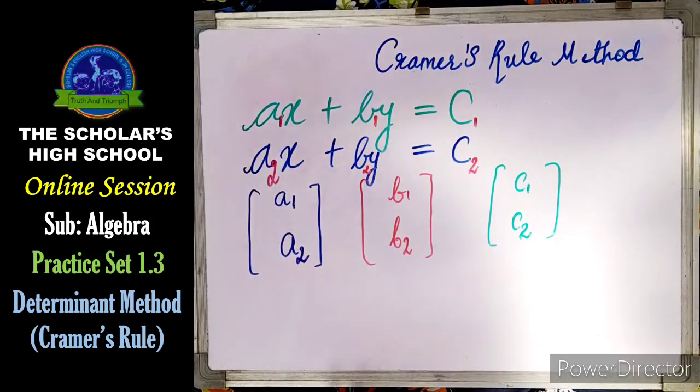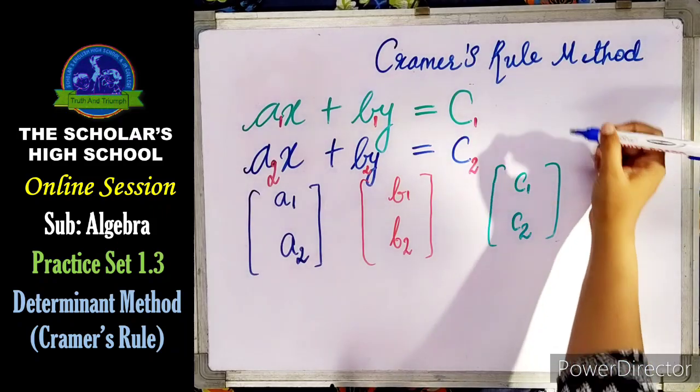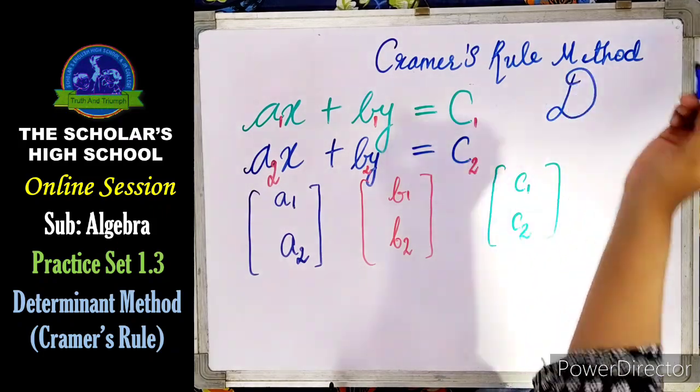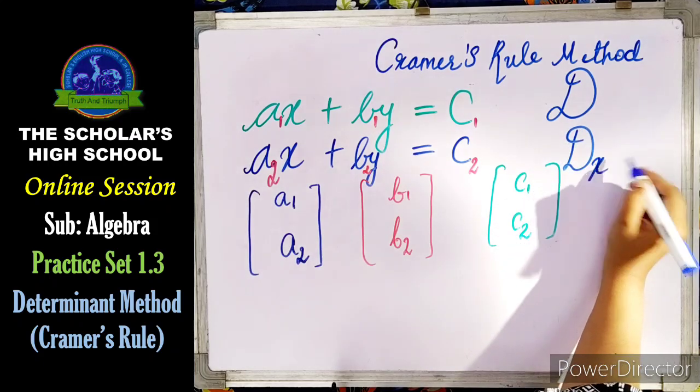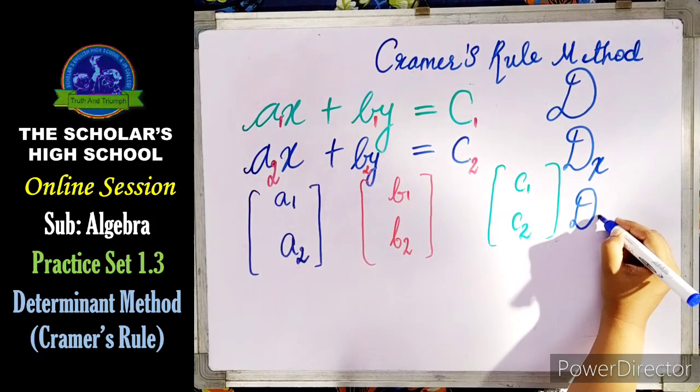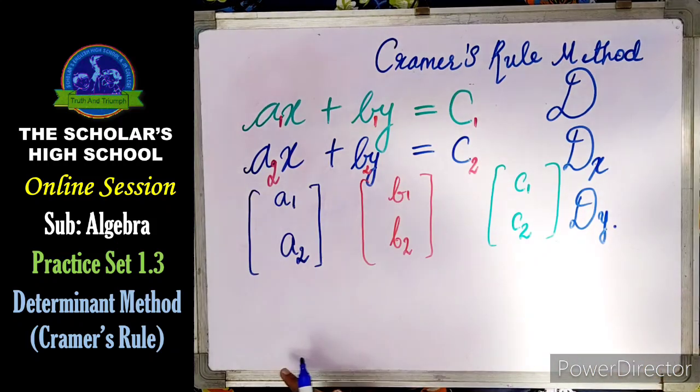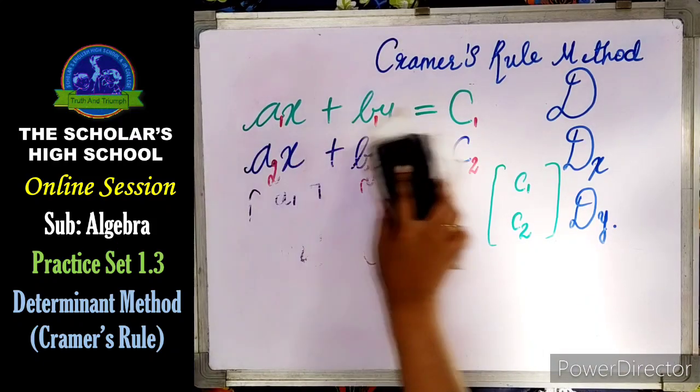Now, as you saw that in the particular formula, you require three things. You have to find out the value of D, that is a determinant. Then you have to find out the value of determinant of x, and you have to find out the value of determinant of y. So we will see how we are going to find out the values, how we are going to make the column for this determinant. So let us see it one by one.